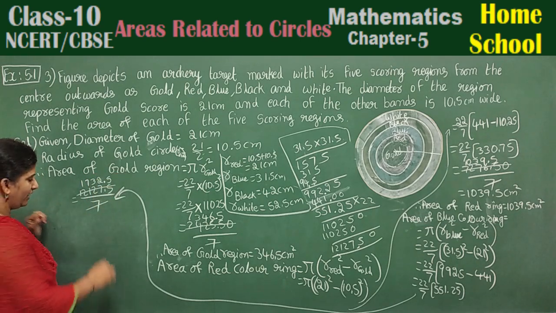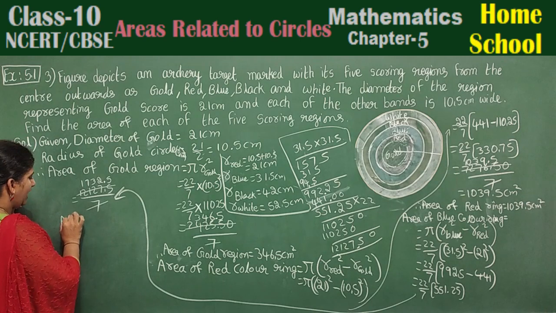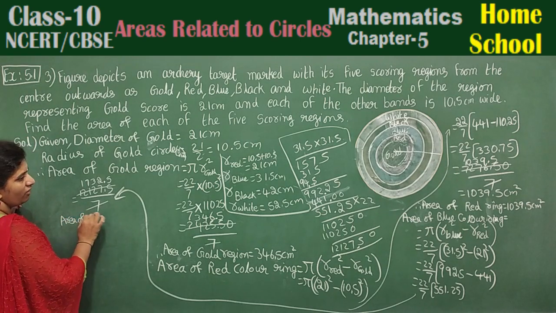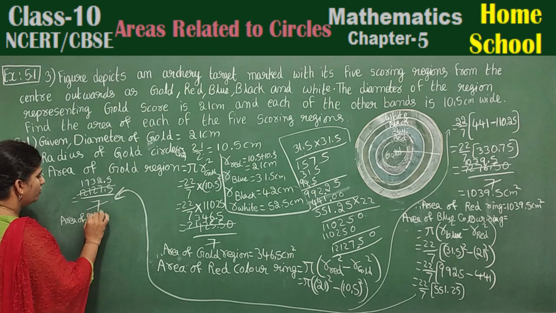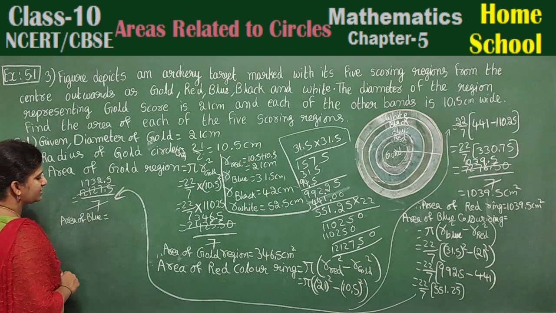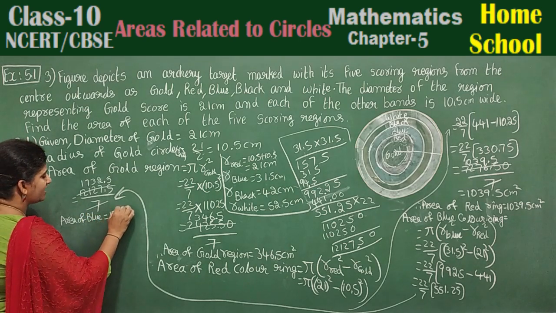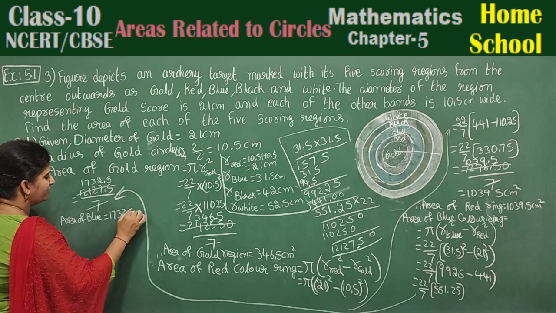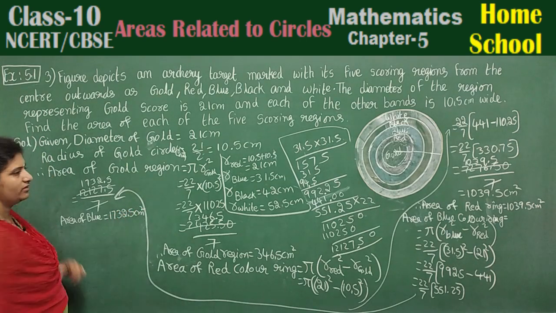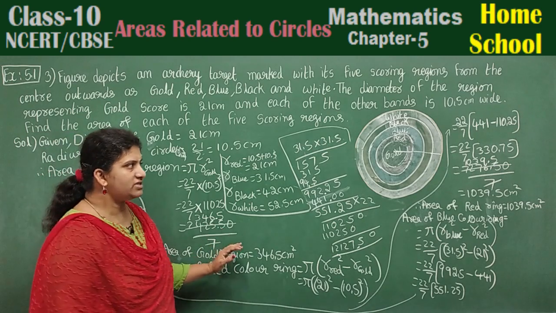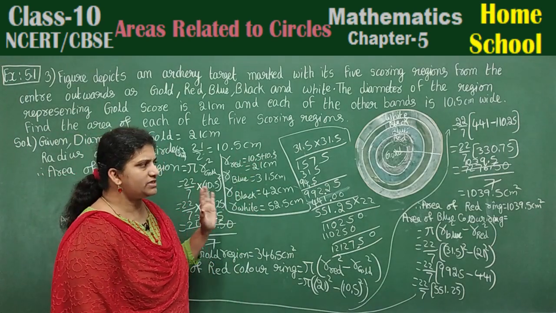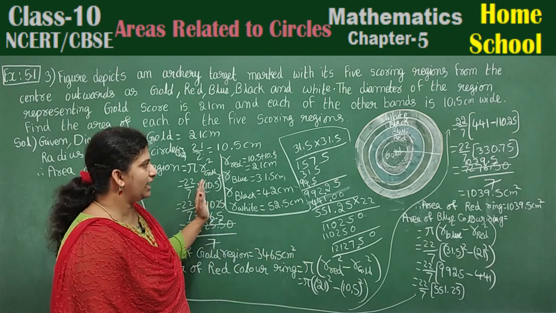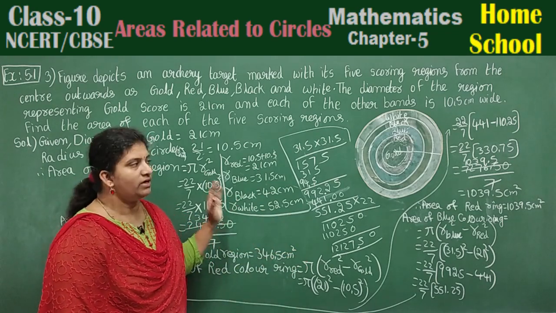7 fives are 35. Therefore, area of which color ring is it? Blue. Area of blue color ring is equal to 1732.5 centimeter square. There is no place, children, but I need to calculate 2 more ring areas. So observe up to here carefully, then again I clean up and continue the problem.